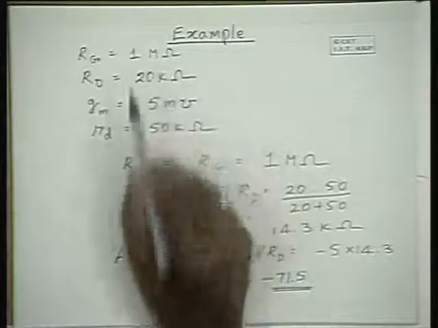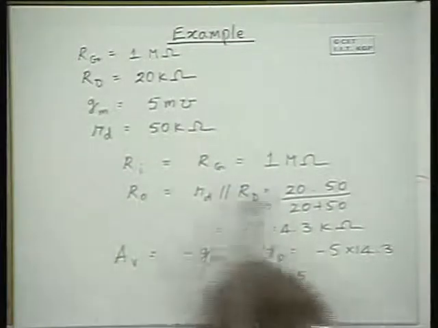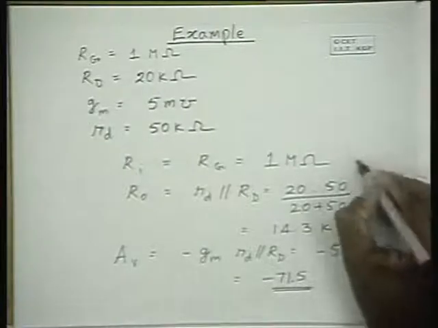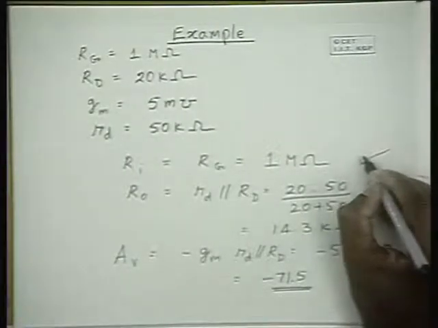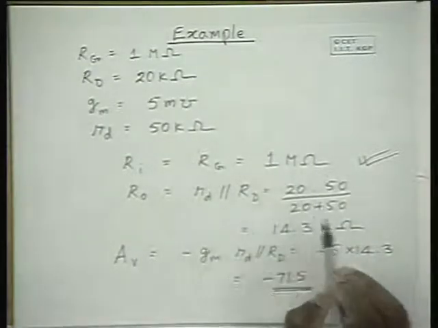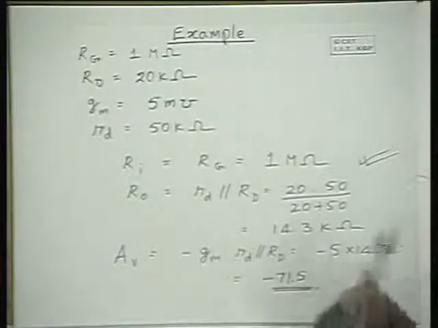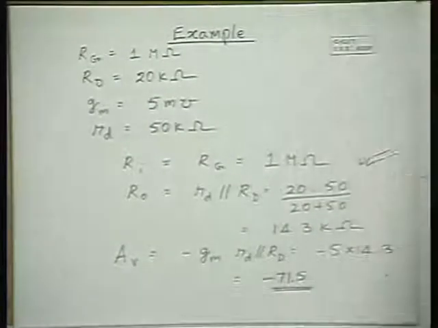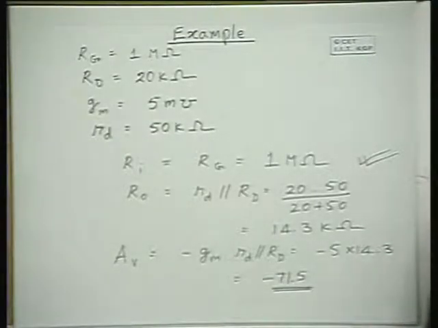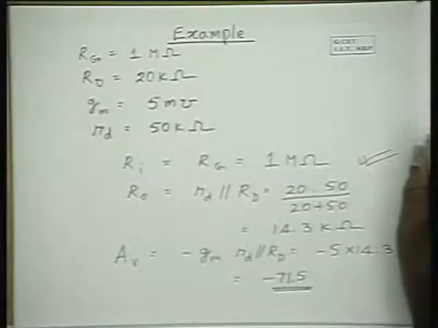And if rd is reduced, output impedance decreases and the voltage gain also decreases. So usually FET circuits, JFET circuits give you very high input impedance and moderate output impedance and moderate voltage gain. And naturally it becomes independent of RS because RS is bypassed by the source bypass capacitance.